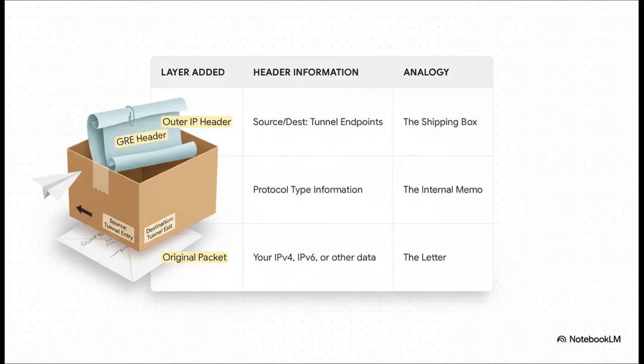Now for the magic. Step 2, encapsulation. This is the wrapping process. Look at what happens. 2 new layers get added on top of our original letter. First, a GRE header gets slapped on. Think of this as an internal memo, telling the receiving mailroom what kind of letter is inside. Then, the whole thing, the letter and the memo, gets put inside a brand new shipping box. This box gets a completely new address label. The from is our tunnel entrance, and the to is our tunnel exit.